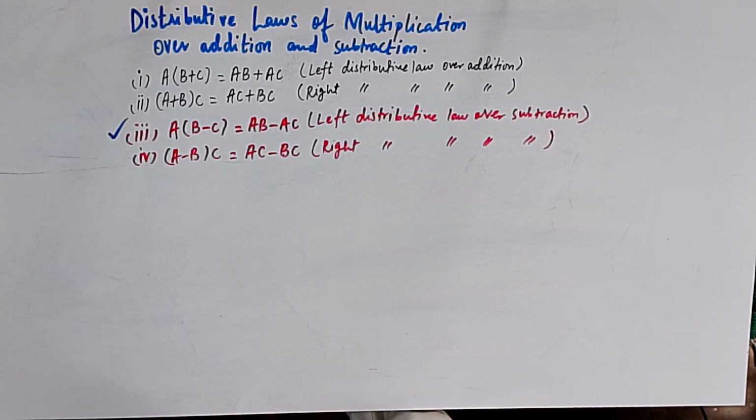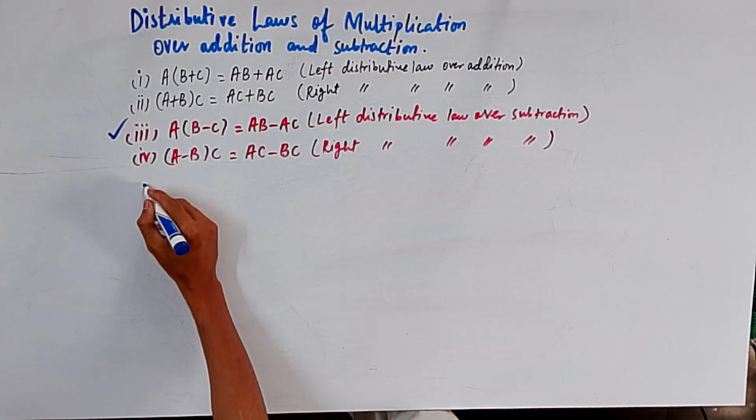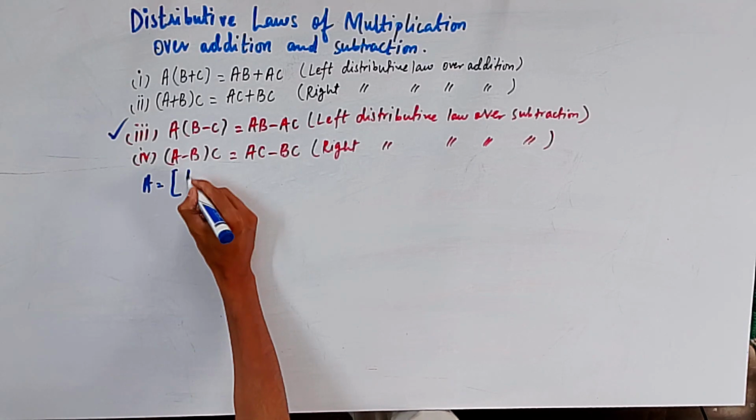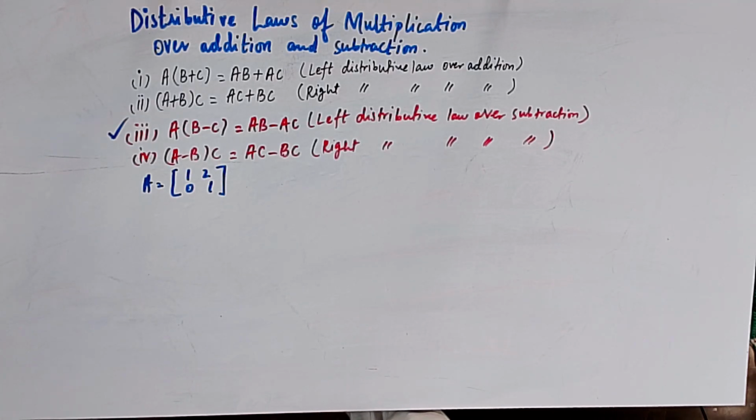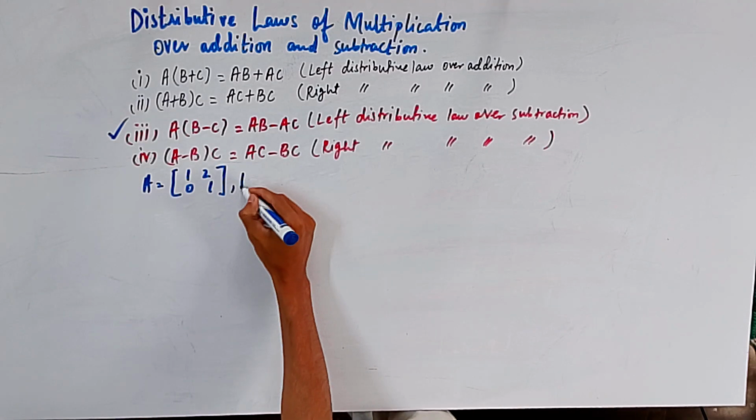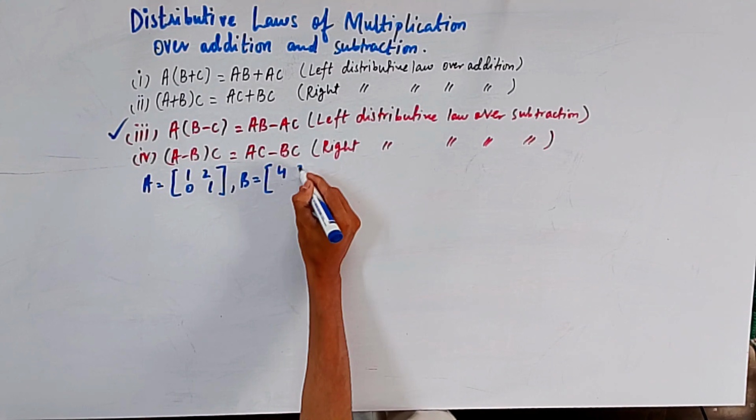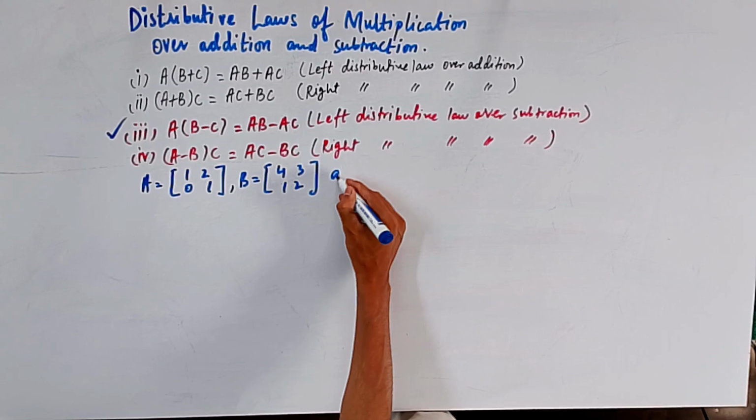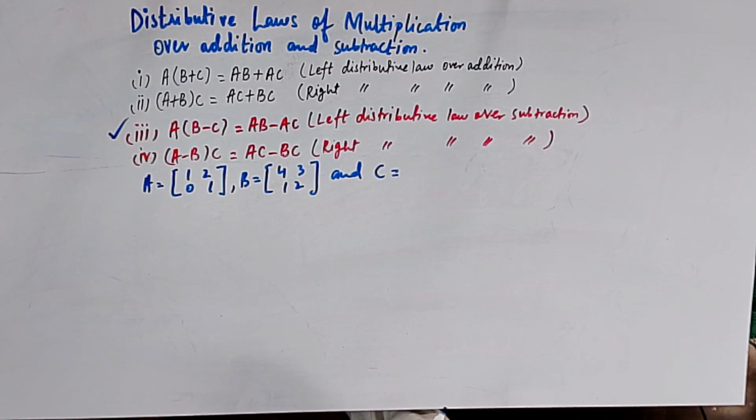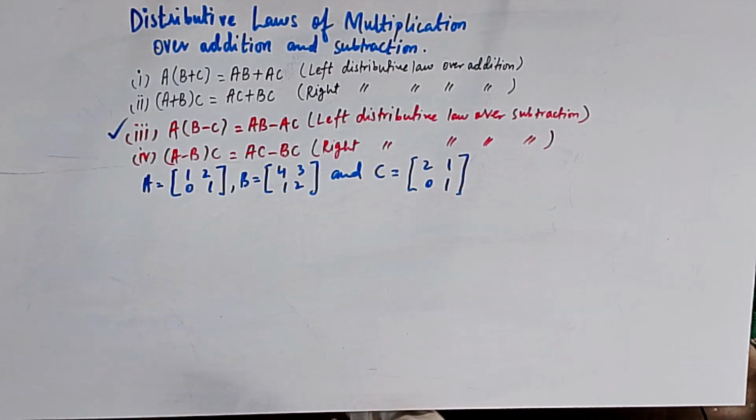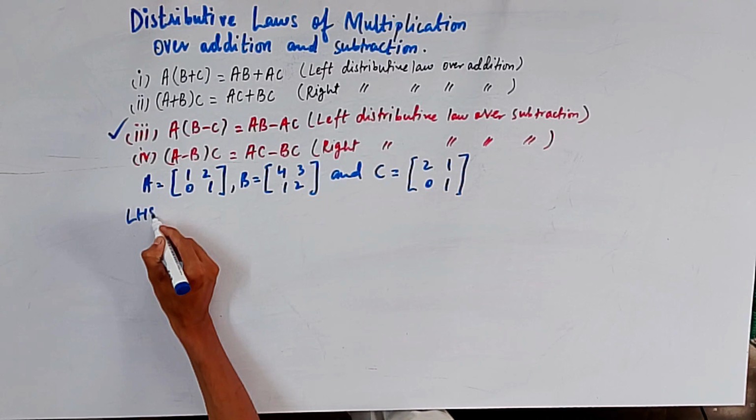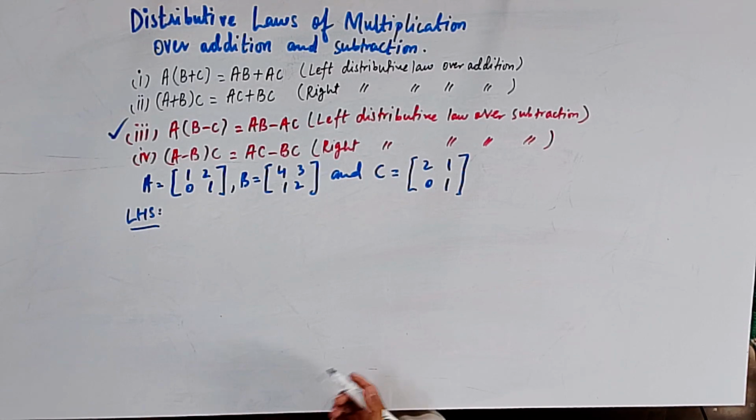So let's say we have 3 matrices. A is [1 2; 0 1]. Second matrix B is [4 3; 1 2], and the third matrix C is [2 1; 0 1]. So now as we are doing the third one, according to the third one, if you take the left hand side, we have a condition of B minus C. So let's do B minus C first.